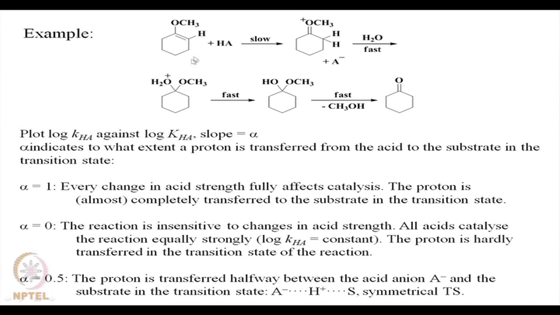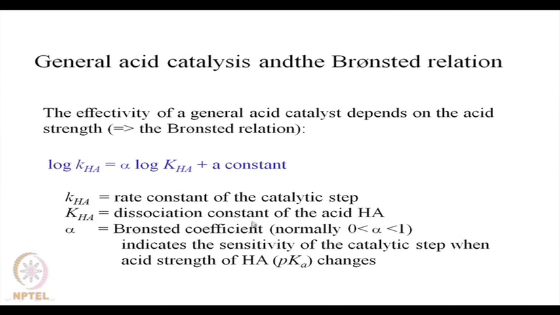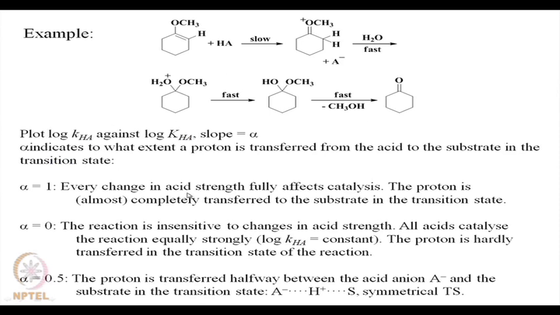Example, this is a reaction. Look into this reaction: this is slow protonation, then in the presence of water fast dissociation, fast product formation to give you this one. If you plot log K H A against log equilibrium constant, that is this expression, then you will get alpha from your slope, and alpha indicates to what extent proton is transferred from acid to the substrate in the transition state.